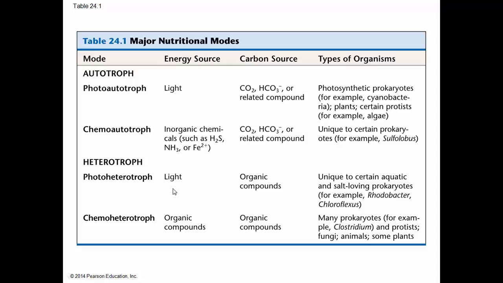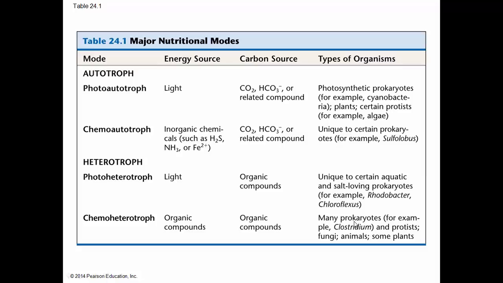Photoheterotrophs receive energy from light and carbon from various organic compounds. These are like decomposers. They're unique to certain aquatic and salt-living prokaryotes. And chemoheterotrophs receive energy from organic compounds. They get their carbon from different organic compounds. These include many prokaryotes and also protists, fungi, animals, and some other types.